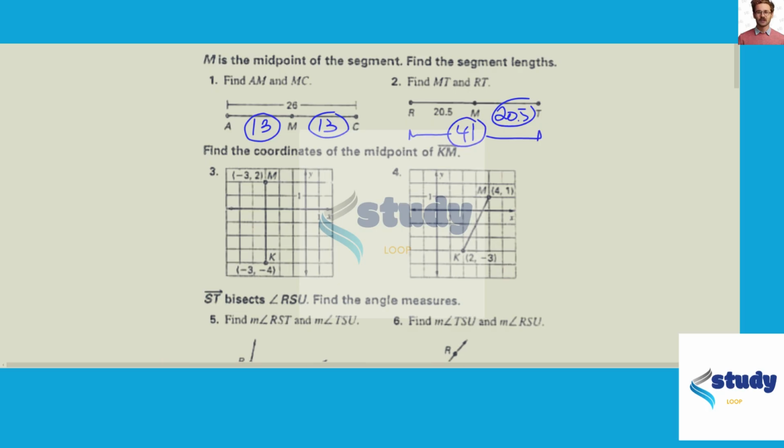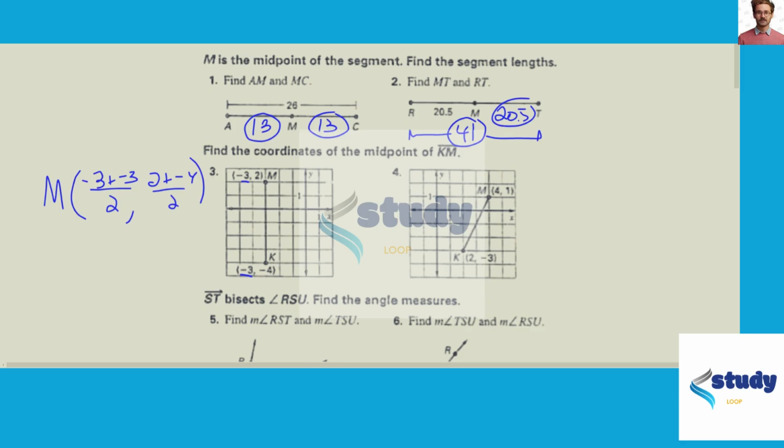In the coordinate plane, you do have a formula for the midpoint. You add up the x's together, so -3 plus -3. Those are the two x coordinates. And you take half of that. That'll give you the middle. And then the y coordinates. The y coordinates are 2 and -4, so add them together and take half.